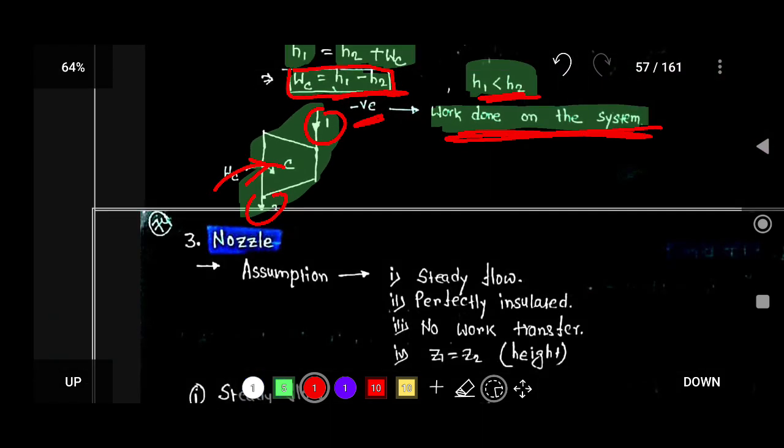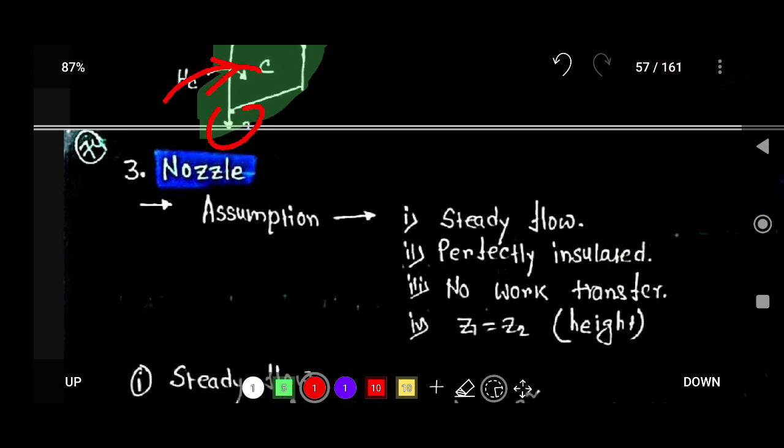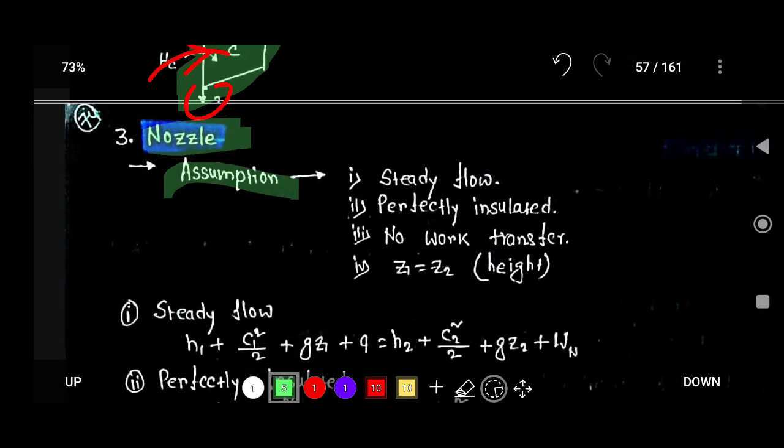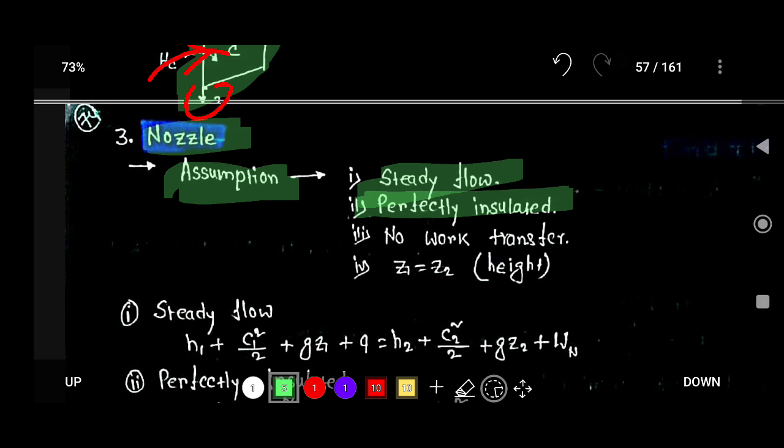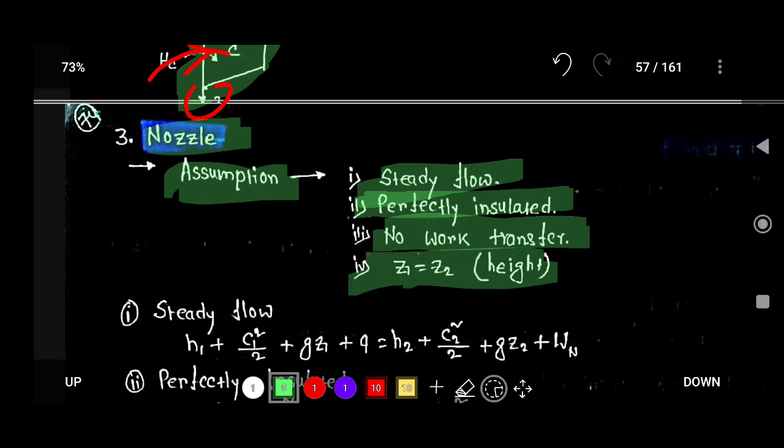Okay, now focus on the nozzle. A nozzle is also a steady flow device. In a nozzle there are some assumptions: it is steady flow and perfectly insulated. Perfectly insulated means no heat transfer through the boundary, and there is no work transfer, that means W is equal to 0, and the height Z1 is equal to Z2. From the reference to the inlet the height is Z1, and from the reference to the exit the height is Z2. So basically in a nozzle Z1 is equal to Z2.